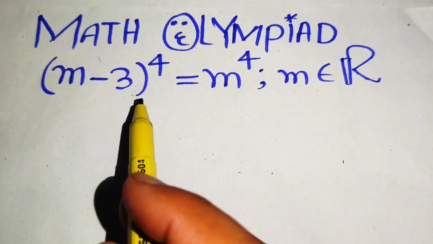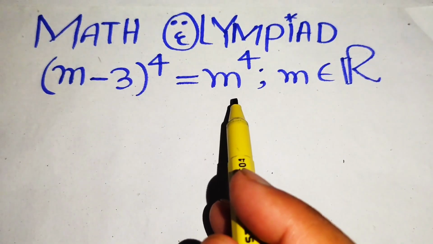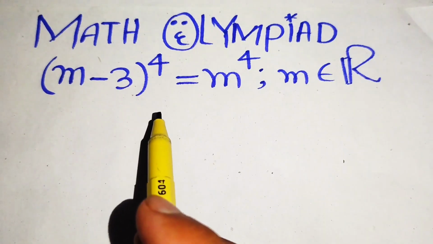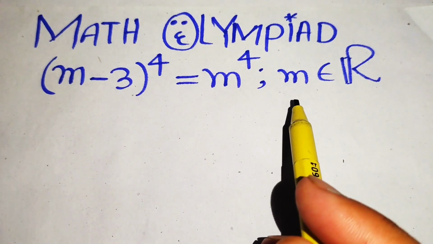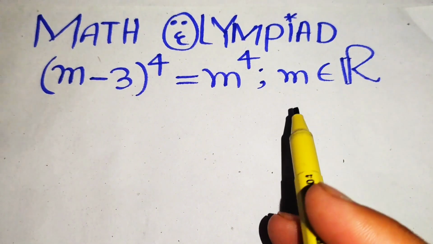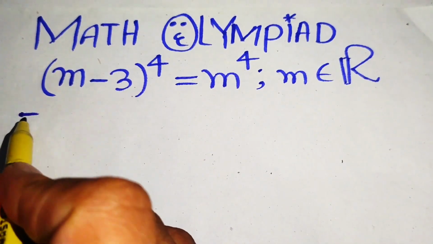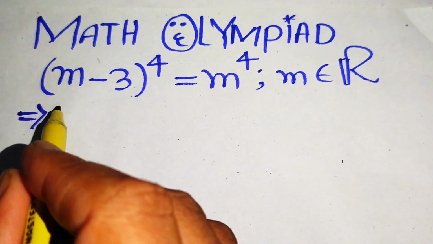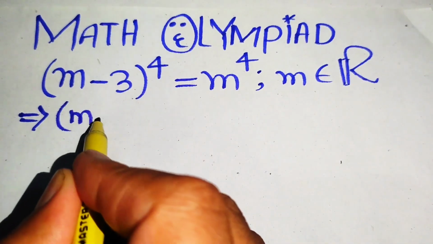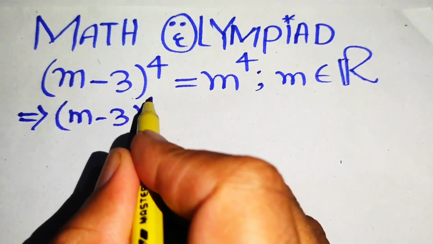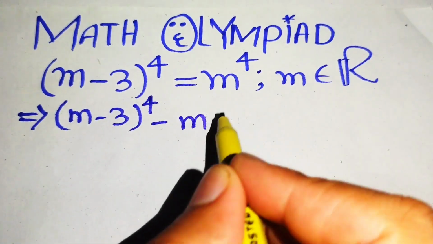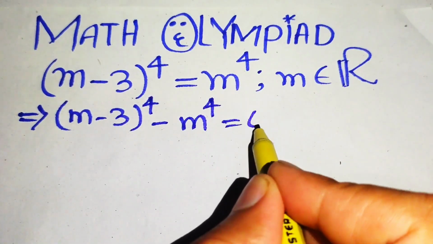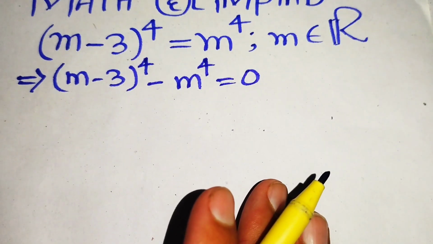Here we have (m − 3)^4 = m^4, and we solve this problem for the real values of m. The very first step is to rearrange this equation and move m^4 to the left-hand side, and it will be written as (m − 3)^4 − m^4 = 0.